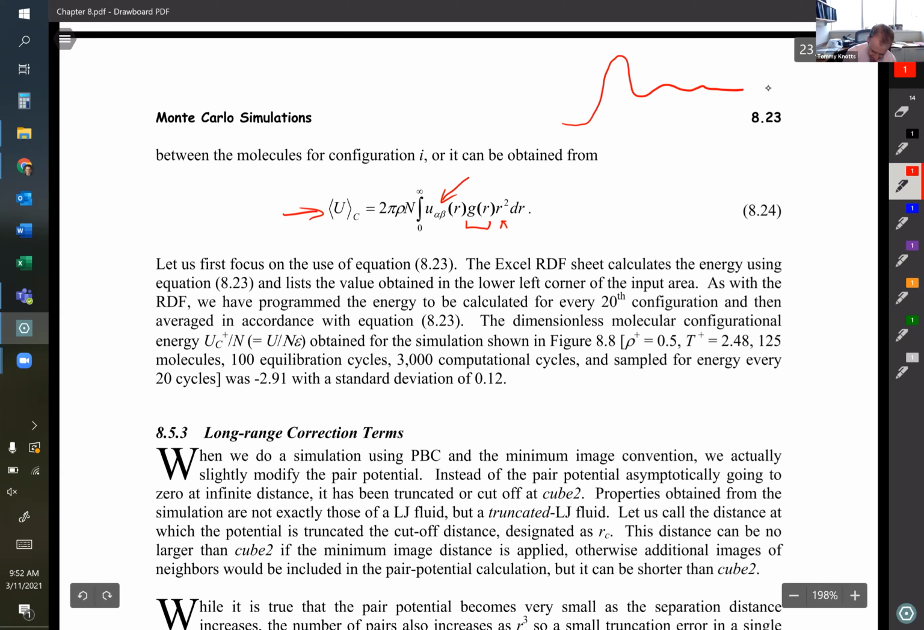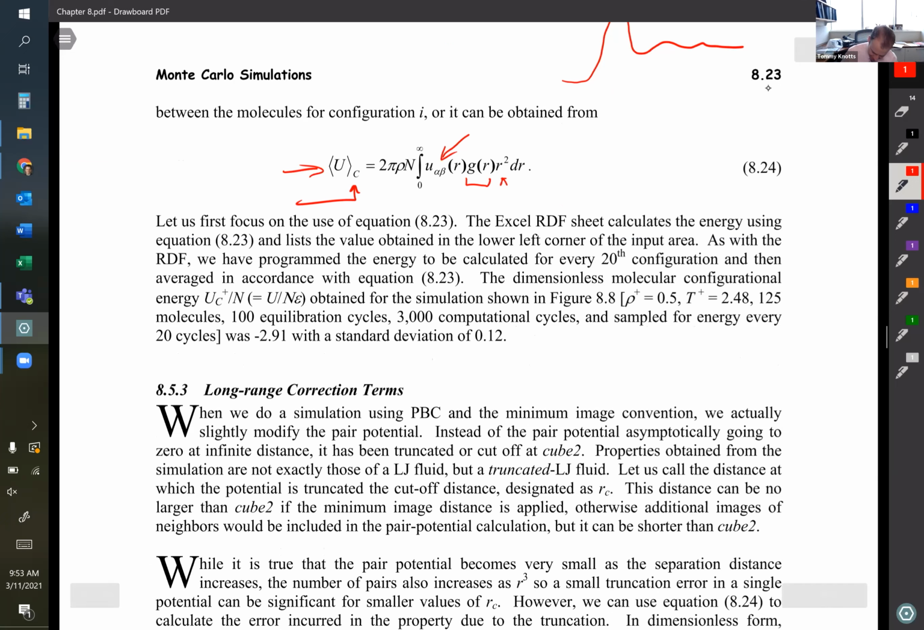I could stick in whatever pair potential model I care about, usually Lennard-Jones in this case, and do this integral. It converges fairly quickly, so I don't necessarily have to go out to infinity, but I can get the potential energy of the system. The C just reminds us that it's from the configurations, but the potential energy is always from the configurations. So the potential energy of the system from this g(r).